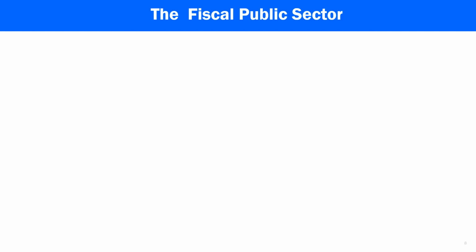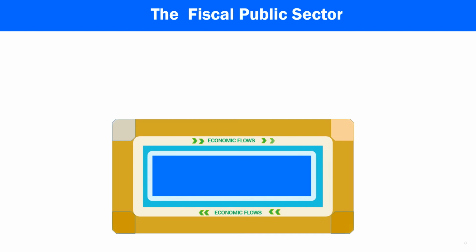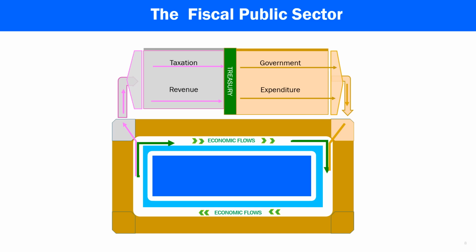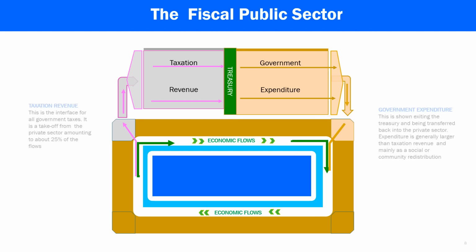Fiscal public sector. These graphs depict the fiscal public sector as a distinct entity interacting with the private sector. The private sector collects taxes and sends them to the public sector, which includes national/federal, state/provincial, and local governments. Taxes are shown moving from the taxation interface at the top left to the public sector, then into the treasury. Government expenditure, generally exceeding tax revenue, is displayed exiting the treasury and re-entering the private sector at the top right interface.